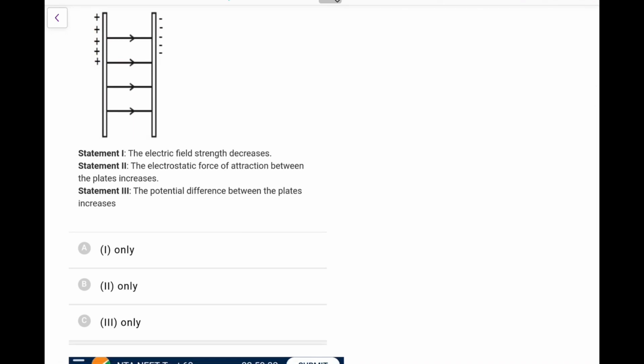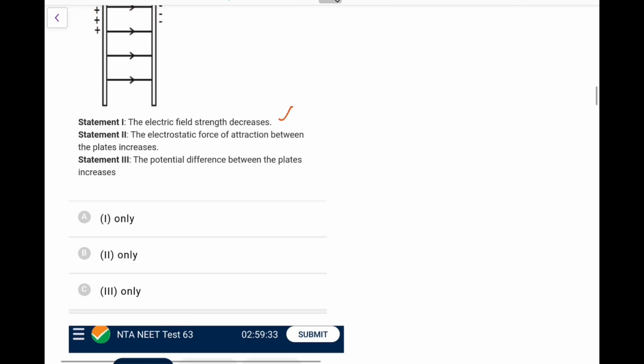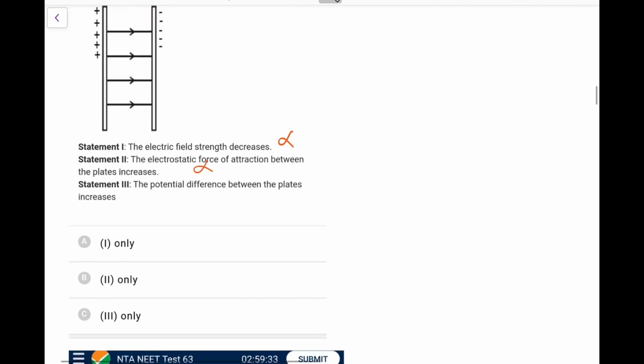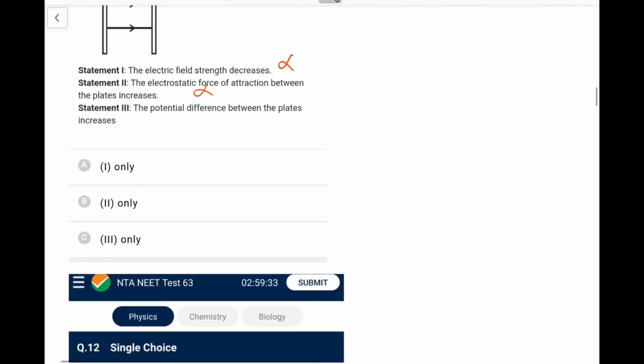First statement I am pretty sure it is false. You have to ask the correct one. So this is false. The force of attraction will also remain the same because the field is the same. The potential difference, because electric field is same and gap has increased, so delta V is ED. E is same but D has increased, so potential difference will increase. So only correct statement is the third one. Go for option C. Next.